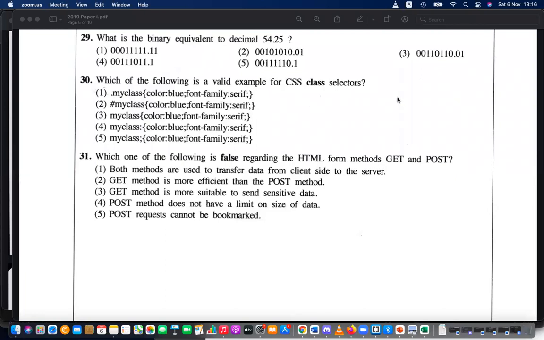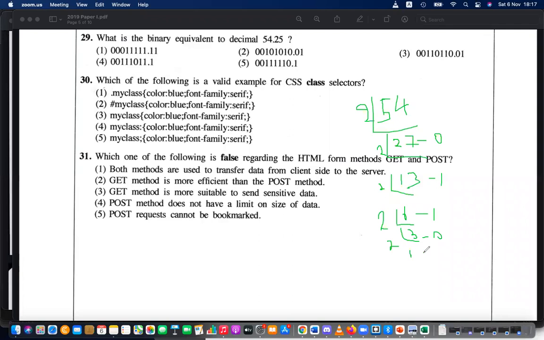If it is an integer number like 54, then you can continuously divide it by 2. So we know that method. 54 divided by 2 is 27, remaining 0. 27 divided by 2 is 13, remaining 1. 13 divided by 2 is 6, remaining 1. Divide by 2 again, that is 3, remaining 0. And 3 divided by 2 is 1, remaining 1.